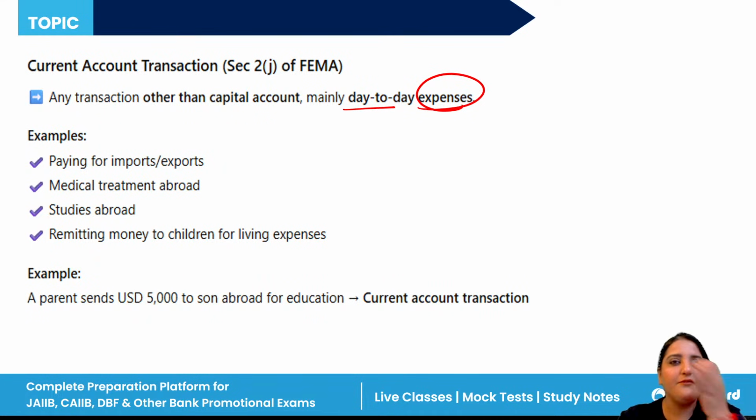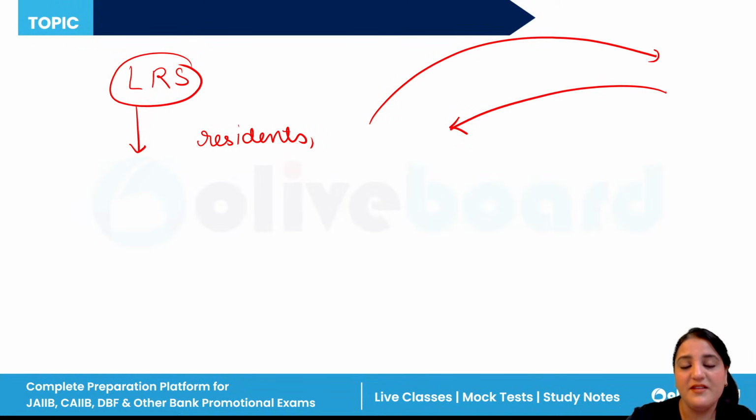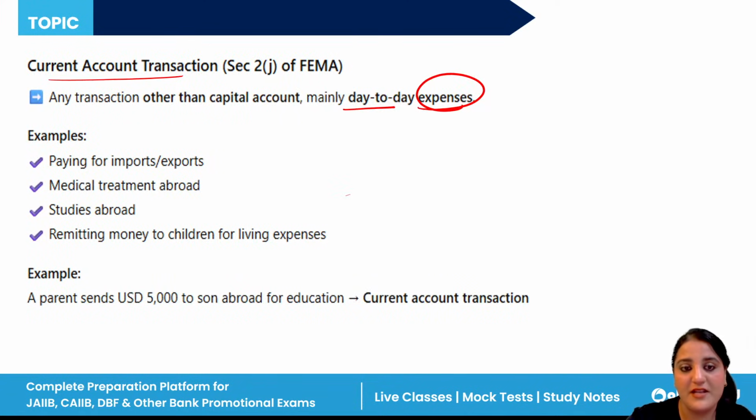For example, if someone wants to pay abroad for import and export, or send money for medical treatment, or for children who are studying abroad, they are remitting money for living expenses. These all are current account transactions. Now let's see an example of a capital account transaction.